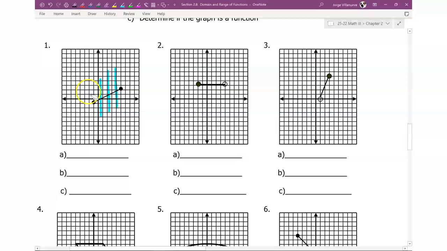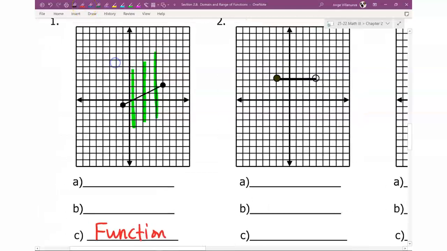Do I ever touch, let me change to green, something a little bit easier to see. Do I ever touch that line more than once when I'm drawing those vertical lines? No, so that means it is a function. Okay, so function. Okay, A and B are domain and range. So domain, how far left does this thing go? How far left does it go?